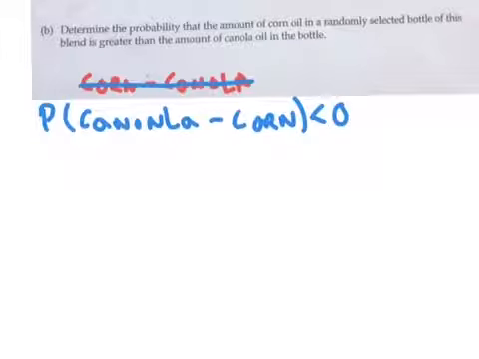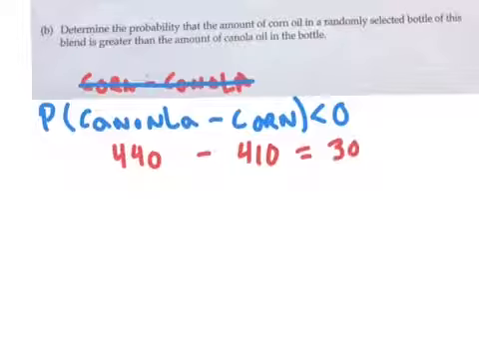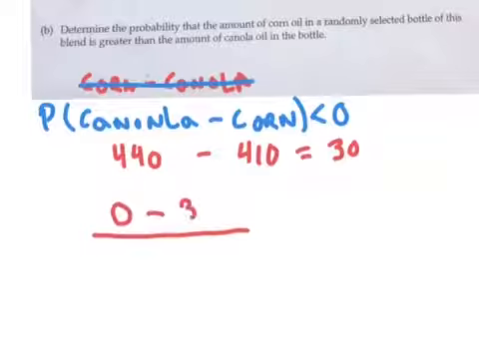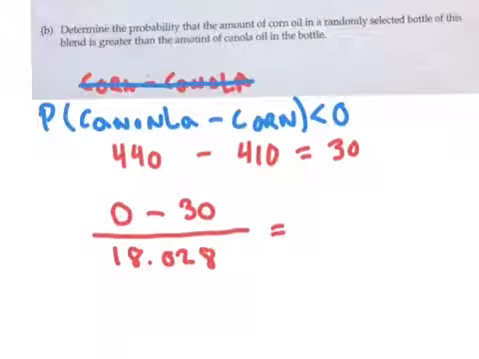The canola was 440, and the corn oil was 410. So what we should see is right around 30. So how are we going to set this up? Z-score. The thing we're interested in is 0 minus what we expect, divided by the standard deviation. Let's see what we come up with.